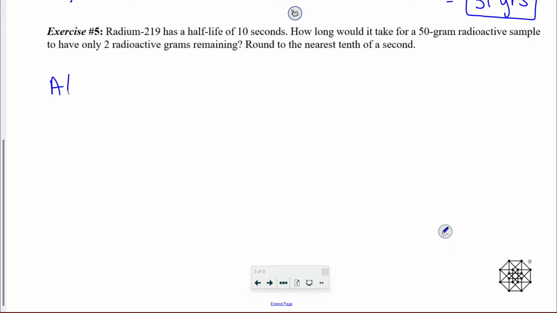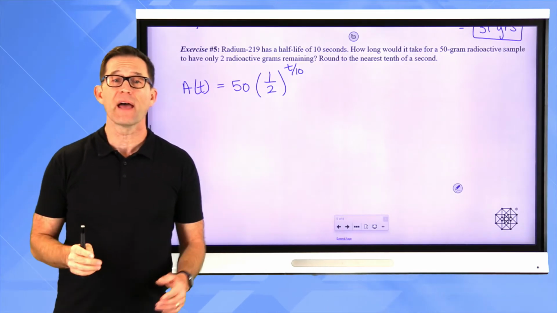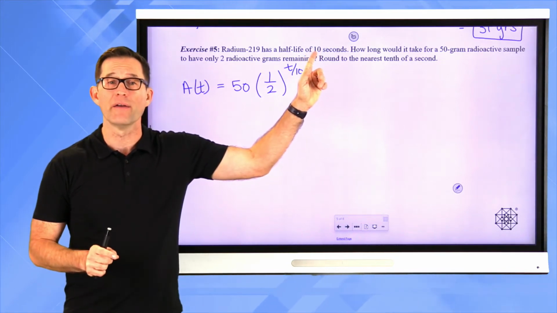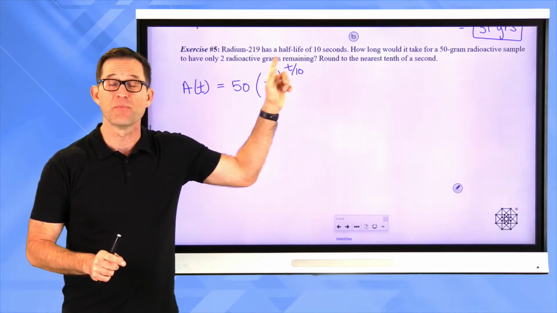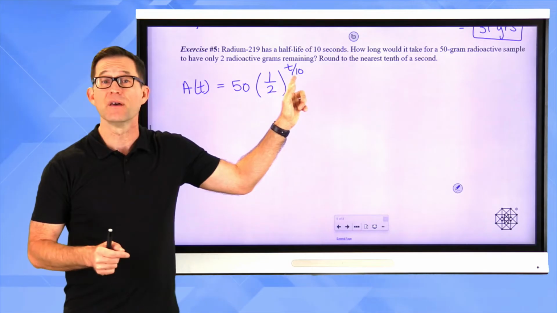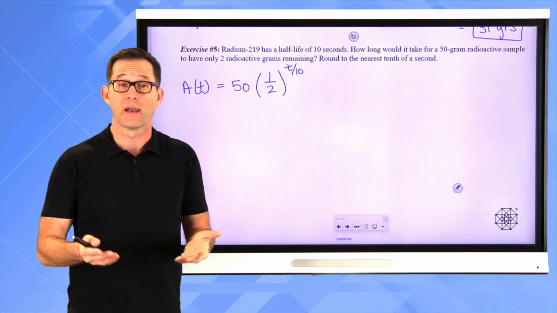So the amount that's radioactive at this point is going to be what we start with, which is 50, times 1/2 to the t divided by 10. Remember, we've got to have that exponent of t divided by 10 to take into account the number of half-lives. That's actually the exponent. The number of half-lives is the amount of time that has passed in seconds divided by 10 seconds per half-life.